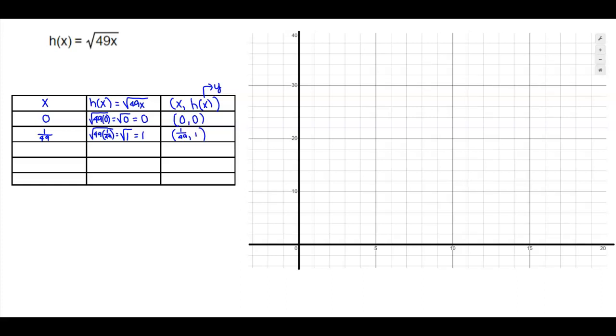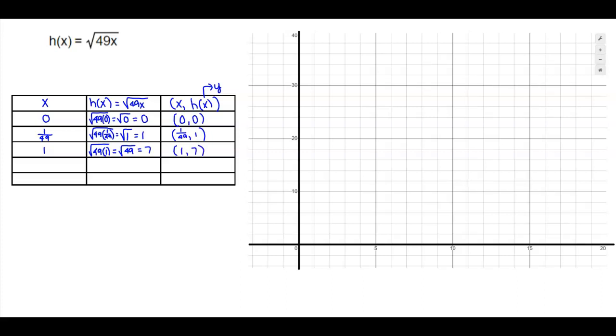Okay, now let's go ahead and pick another. In this case, let's pick a perfect square. Well, the perfect square after 0 is 1. So now we're going to plug in 1 for x. So we're going to have 49 times 1, and that gives us the square root of 49. And the number you have to square to get 49 is 7. So therefore this is 1 comma 7.